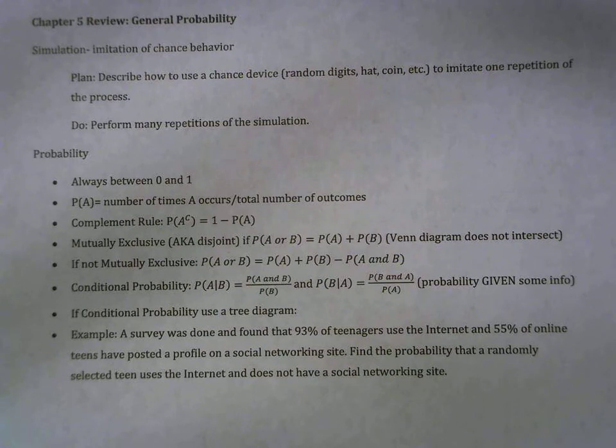So the first thing we talked about in Chapter 5 was doing a simulation, which is just an imitation of chance behavior to help you predict some outcome. And this goes back into how we talked about how you would randomize something. But when you do a simulation, you need to make sure that the chance of something happening stays the same, right? So you want to make sure you're keeping whatever you assign. You want to make sure that the probability of it happening is staying the same.